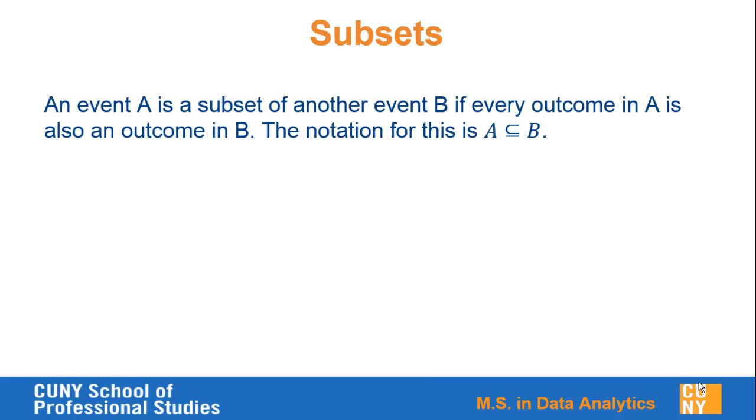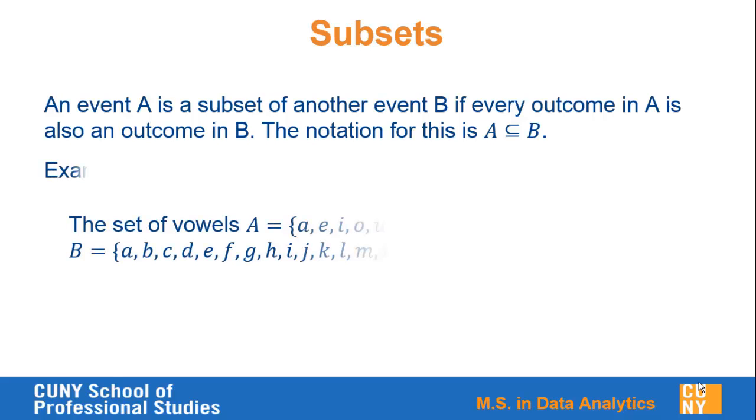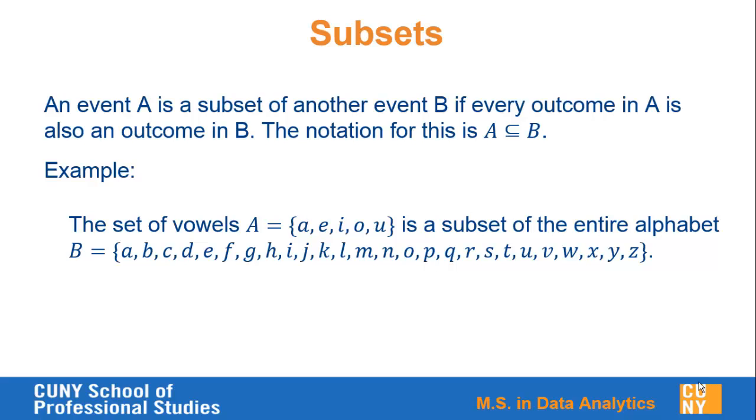Okay, so we talk about subsets now. An event A is a subset of an event B if every single outcome in A is also listed in B. And the notation for that will be A contained within B. So as an example, the vowels are a subset of the entire alphabet. So every vowel, A, E, I, O, or U, is in the list of all of the letters of the alphabet.